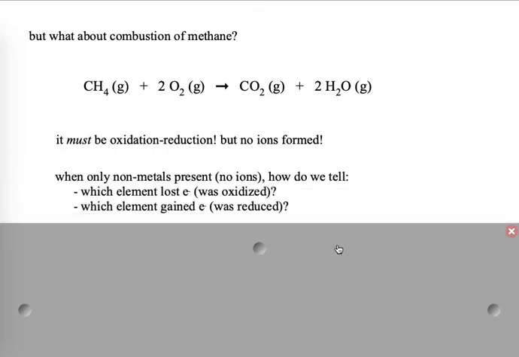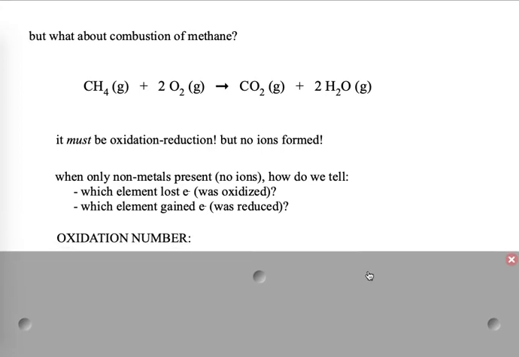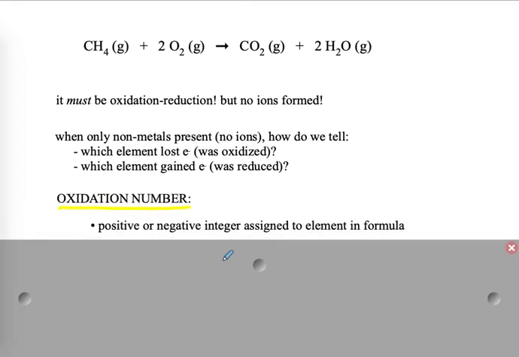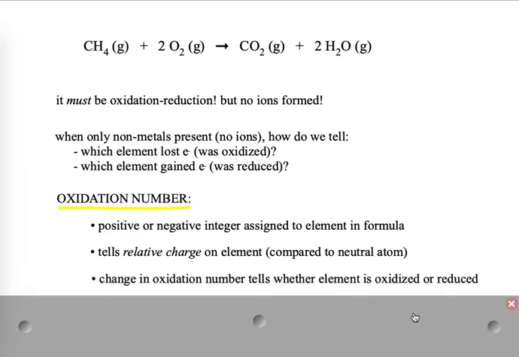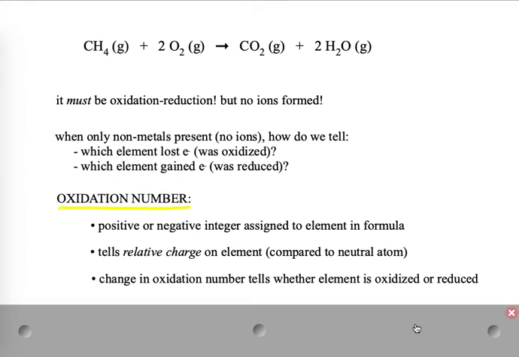But these are all molecular compounds and there are no ions formed. So, when there are only nonmetals present, that is, there are no ions, how can we tell which element is losing electrons and therefore is oxidized, and which element is gaining electrons and therefore is being reduced? Well, to answer that question, scientists came up with the concept of oxidation numbers, a model that helps us answer those two questions. An oxidation number is a positive or negative integer that I assign to an element in a formula in a chemical reaction. The oxidation number tells the relative charge on the element compared to the neutral atom in that particular formula. And we will use a change in oxidation number to tell us whether an element is being oxidized or reduced in a particular chemical reaction.